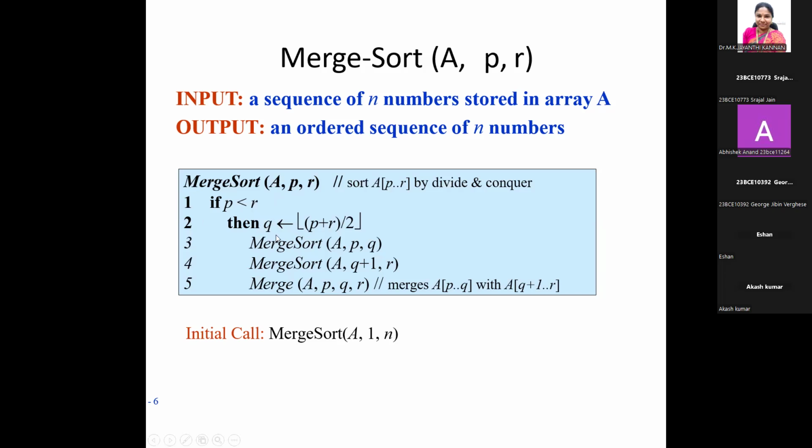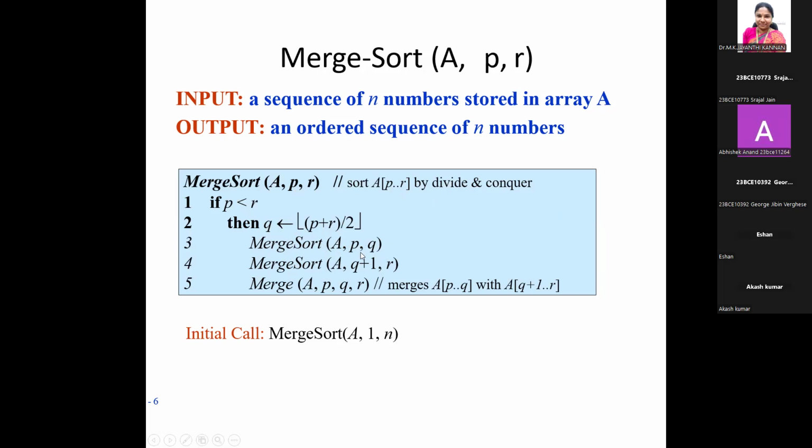Then Q equals, we are using the index variables P, Q and R, where P is the first index, R is the last index, and Q is the midpoint. Q equals P plus R, first element plus last element, divided by 2. So we get the midpoint, and the midpoint value is stored in Q. At the midpoint Q, we are dividing the given list of n numbers into two subarrays of n by 2. So we are calling the same merge sort function with the array A, where P is the zeroth index and Q is the midpoint.